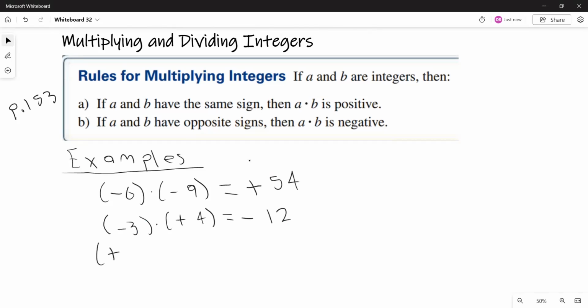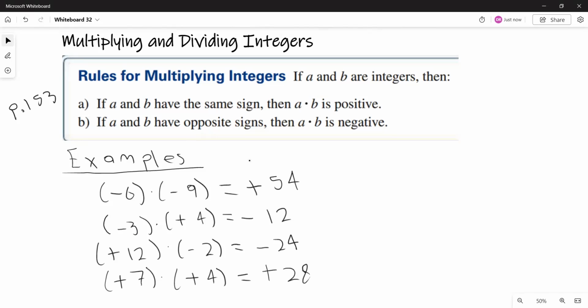Next, +12 times -2. Positive times negative is negative, and 12 times 2 is 24. And +7 times +4. Positive times positive is positive, and 7 times 4 is 28. So the answer is going to be +28.